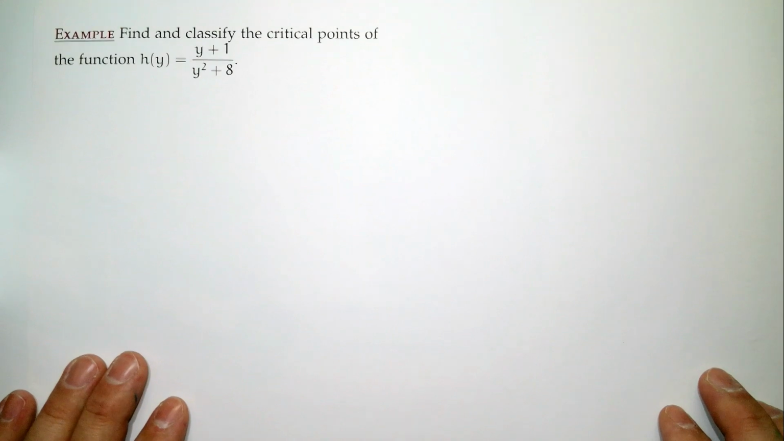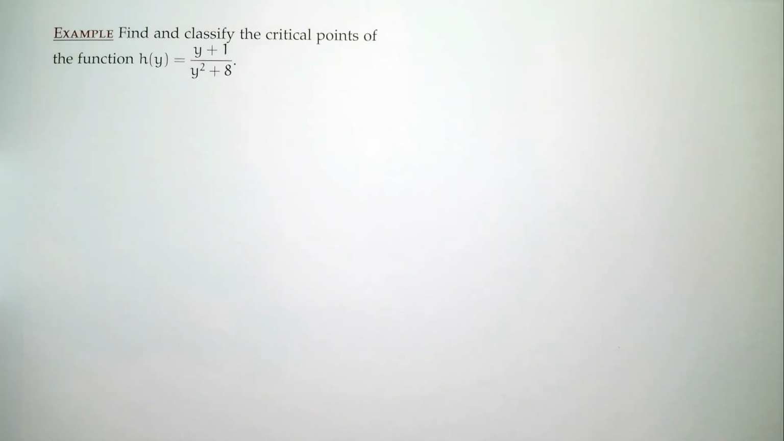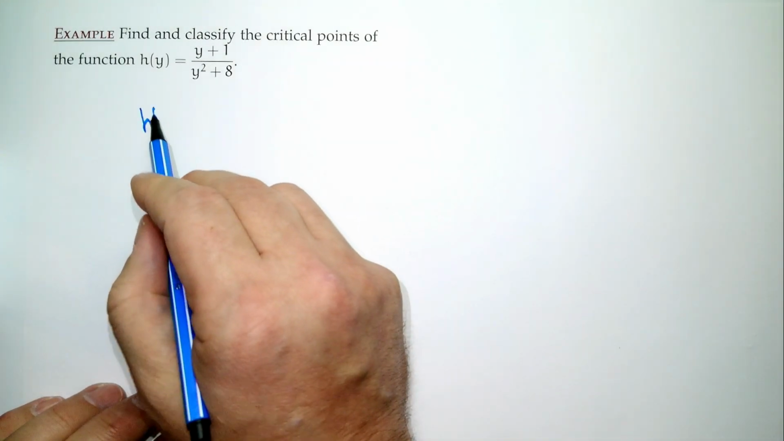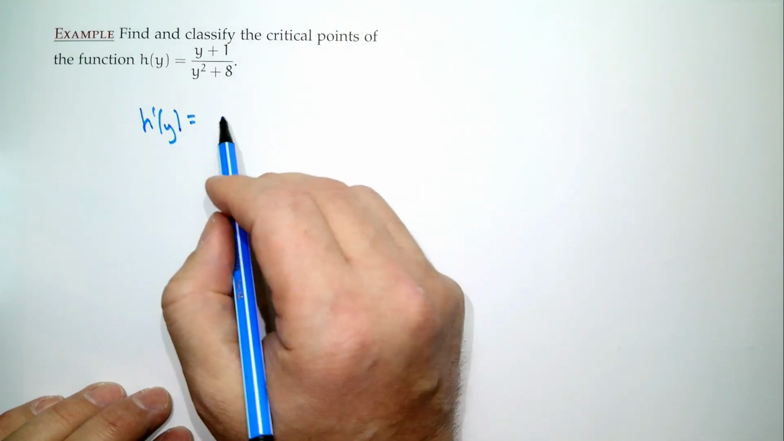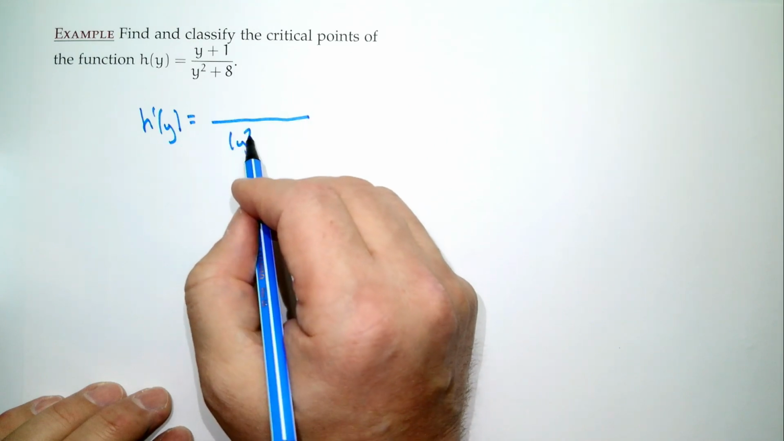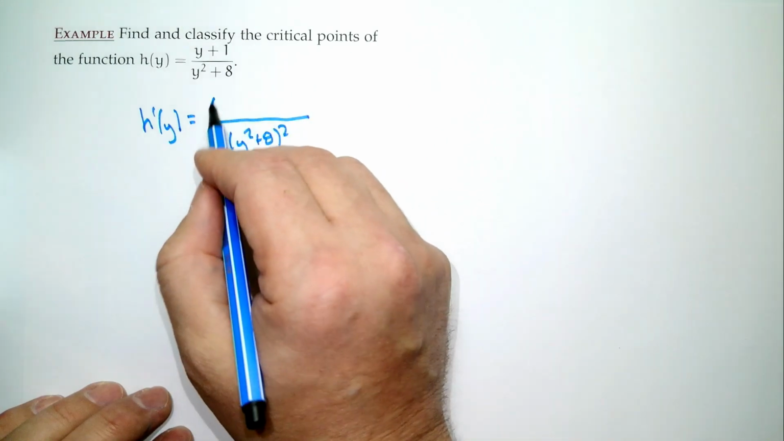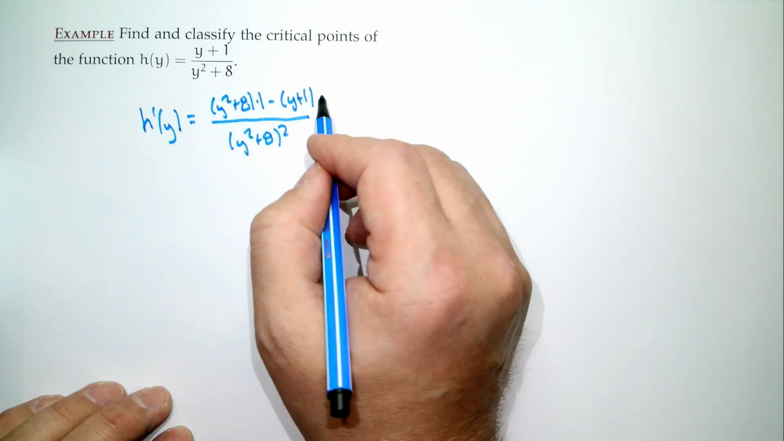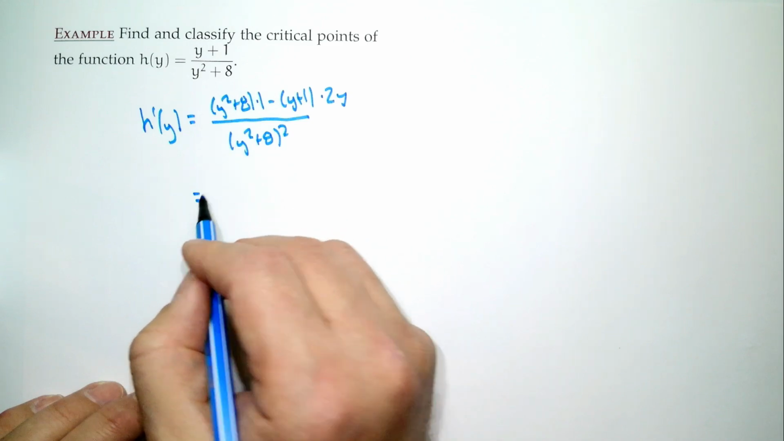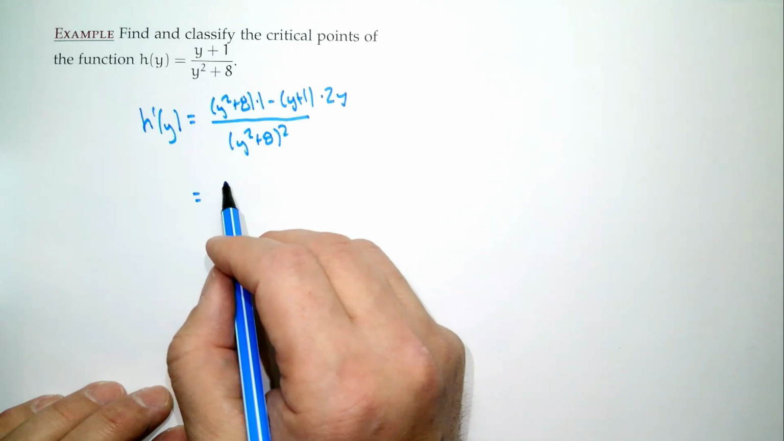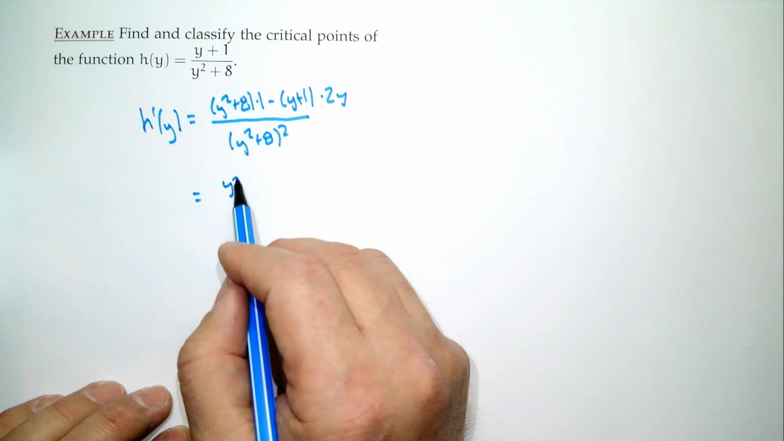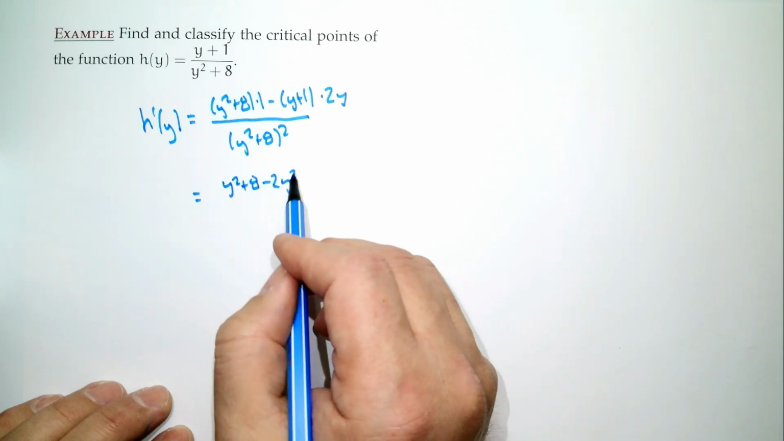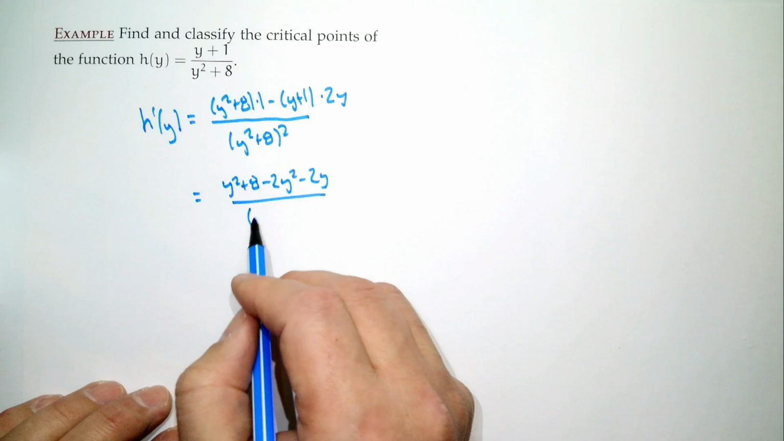We have a couple minutes. Let's see if we can finish this last one. Find and classify the critical points. h of y equals y plus 1 over y squared plus 8. So take your derivative. What rule do you need? Quotient rule. So you're going to take the bottom times the derivative of the top minus the top times the derivative of the bottom. So if you clean that up, what do you get? Well, you're going to get y squared plus 8 minus 2y squared minus 2y over y squared plus 8 squared.